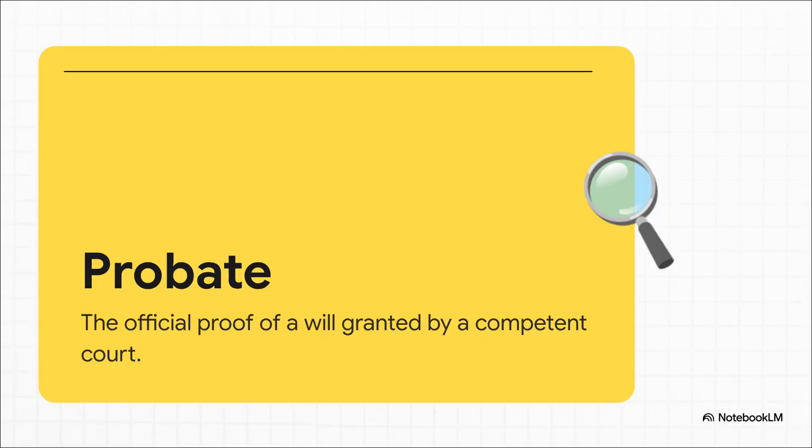Listen to me very clearly on this. A probate is strictly, absolutely, and uniquely for cases where the deceased has actually left behind a valid will. If there's no will, there's no probate. In your notes, I want you to underline the phrase official proof of a will. Look, a will is just a piece of paper until a court affixes its seal and certifies it. That seal is the probate, and stating this demonstrates precise legal knowledge to your examiner.